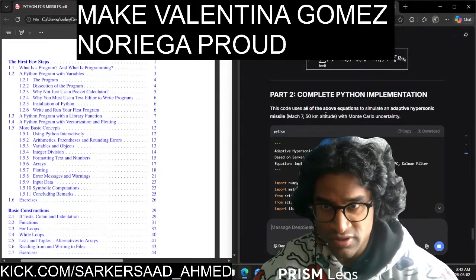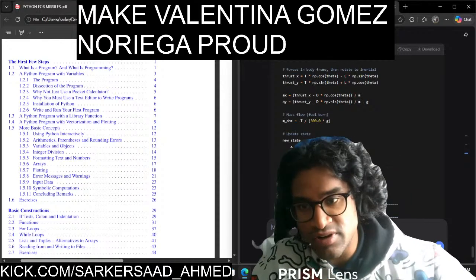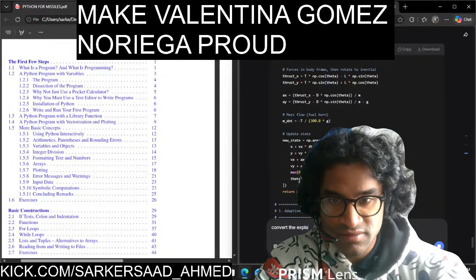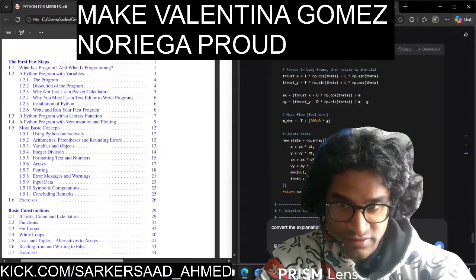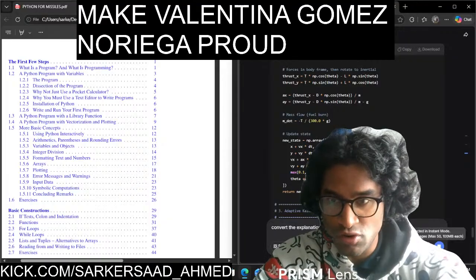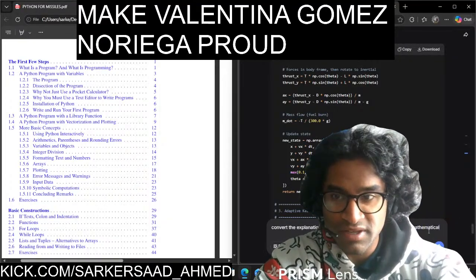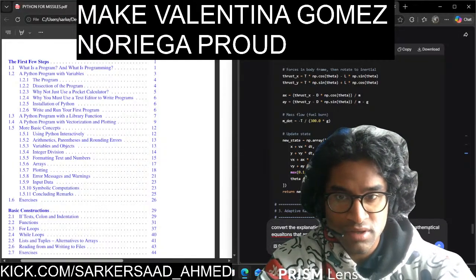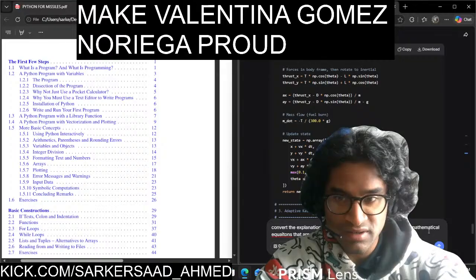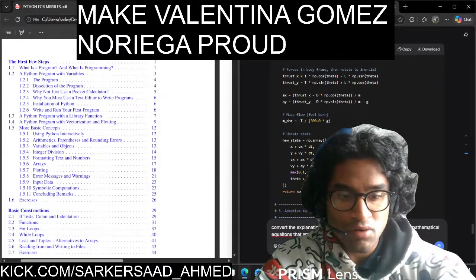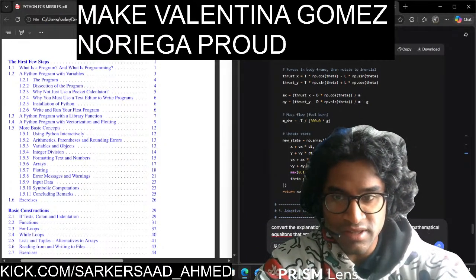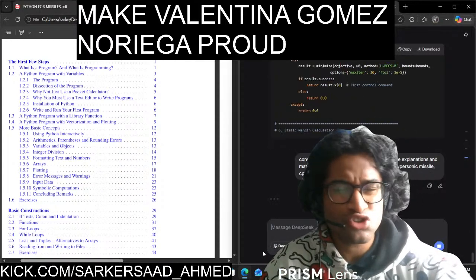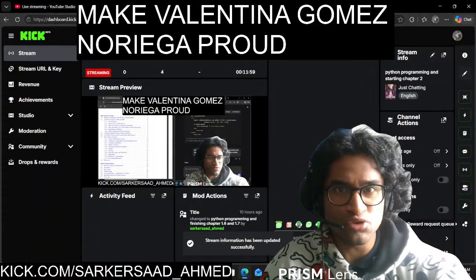Actually, wait. No, convert this to latex code. Convert the explanations into latex code first. The explanations and stop. The explanations and mathematical equations that are core for this hypersonic missile. Convert these explanations into latex code. Now, I'm not sure if this book is what you want to use or not.